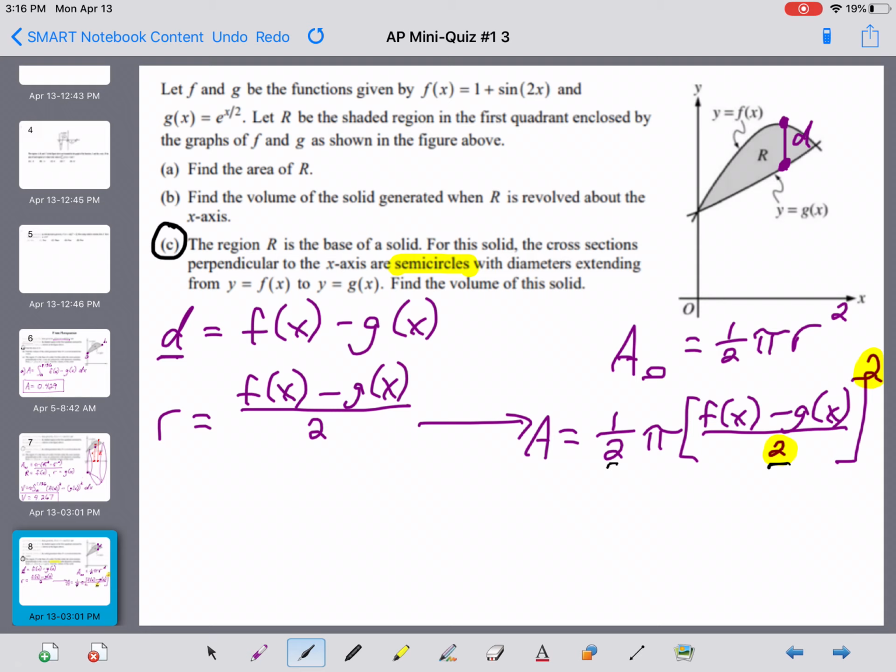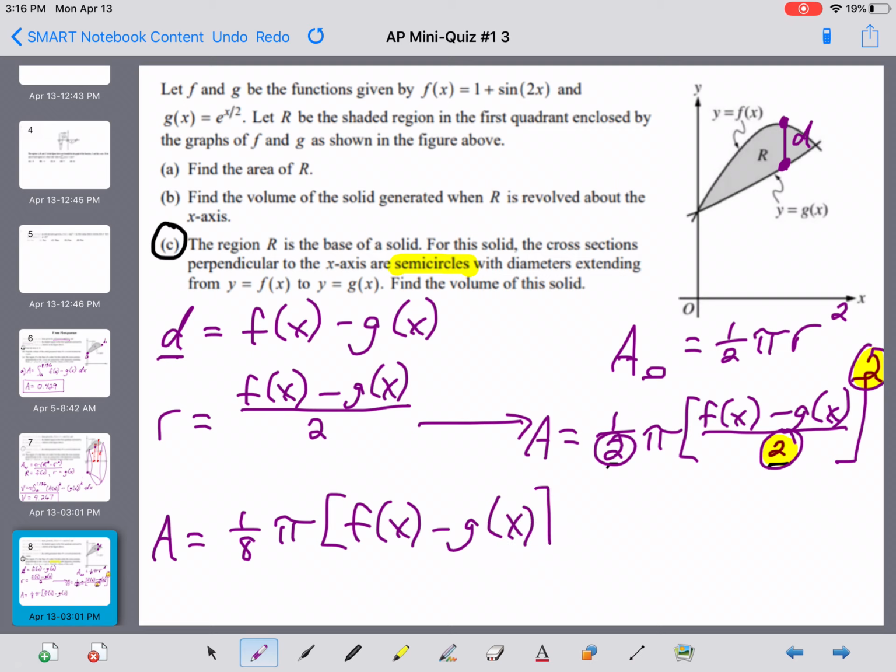And when you combine it with that 2 right there, that really puts a 1/8 out in front of this whole thing. You don't have to write it out this way, but I'm going to because I think that's going to be easier to put in my calculator that way. So again, that 2 gets squared to make a 4 on the bottom. I'm going to combine it with that 2 to get a 1/8 times pi times the quantity of f of x minus g of x. And that whole quantity is going to get squared.